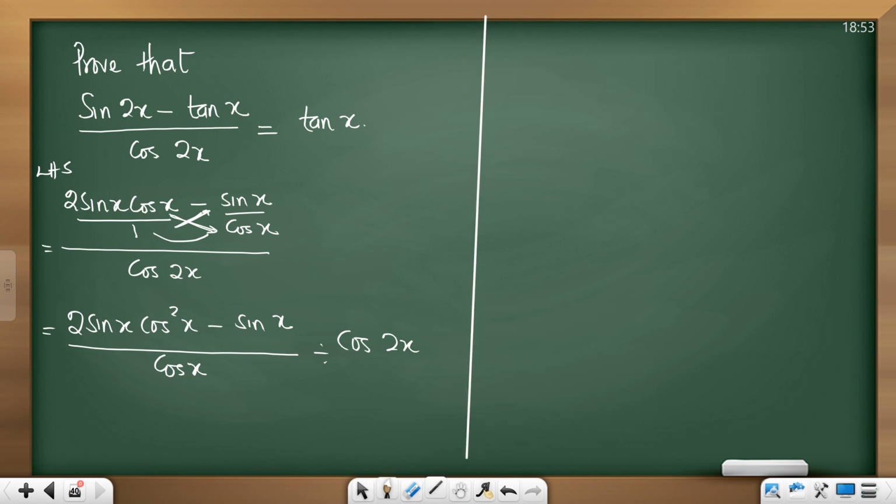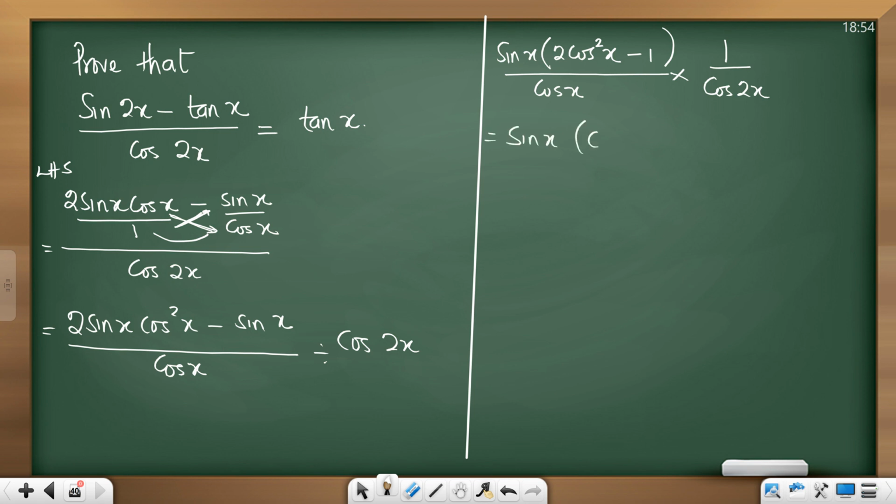But we're close already. What's common there? Sine x is common, right? What do we have? 2 cos squared x minus 1, is that fine? Over cos x multiplied by 1 over cos 2x. Right? But what is 2 cos squared x minus 1? It's cos 2x already, so I didn't even need to change it. Sine x into cos 2x over cos x into cos 2x. What's your answer? Sine x over cos x, which is equal to what?